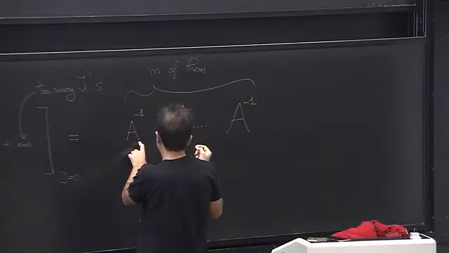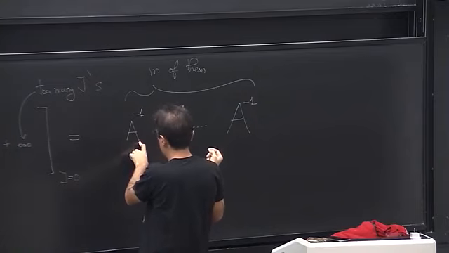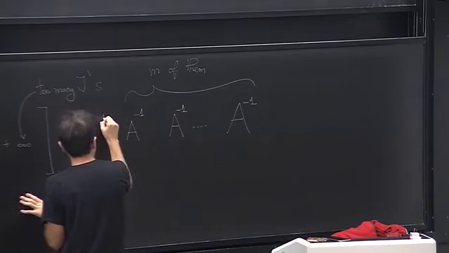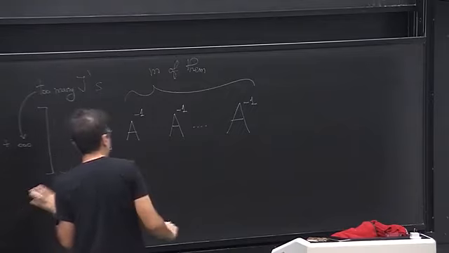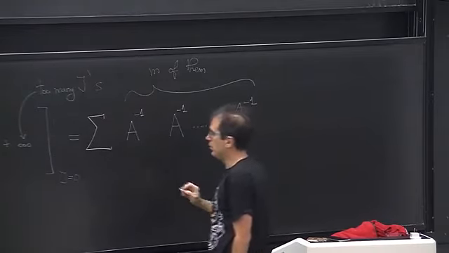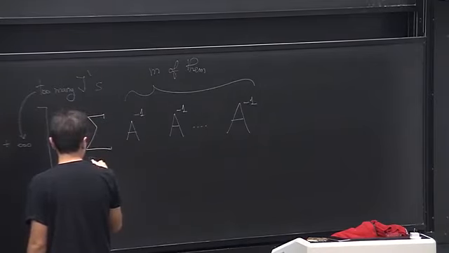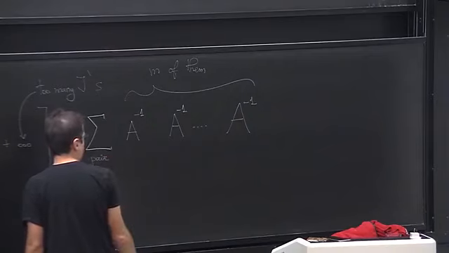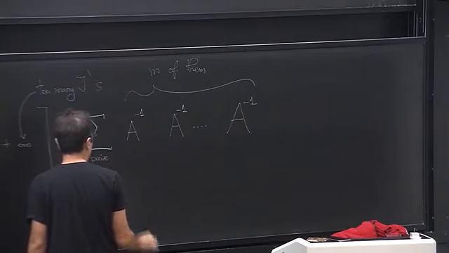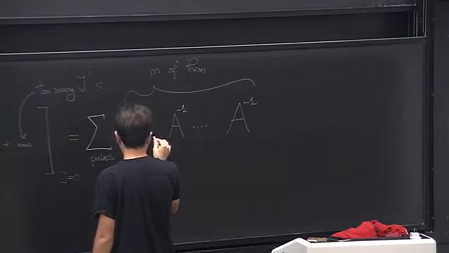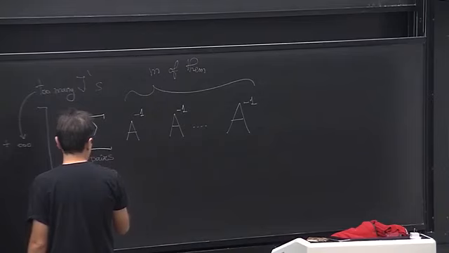So let me write it like this. What's the best notation to indicate this? Sorry. So there will be a summation, right? The derivatives act, and I sum over all possible pairs, right? All possible ways of making pairs, and then I have, so this gives me all possible pairs.